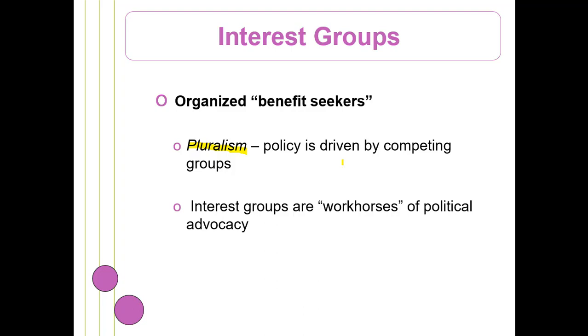I want this benefit for my professional association or for my corporation or for my social group, and we're going to collect dues and do certain things that are going to get government's attention, campaign contributions as well. We're going to get government's attention disproportionately, and they are going to pay more attention to us. That's why interest groups are called the workhorses of political advocacy.